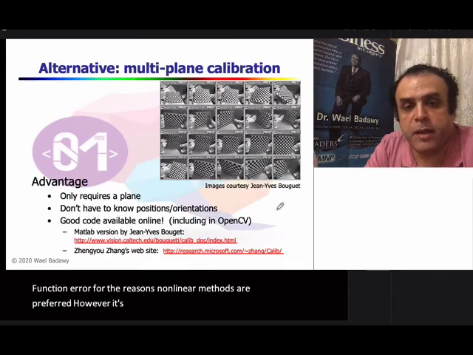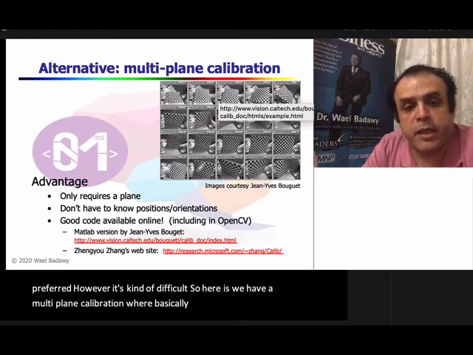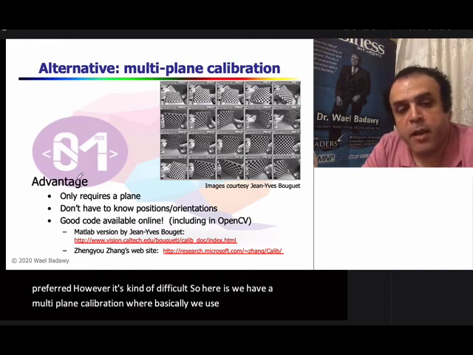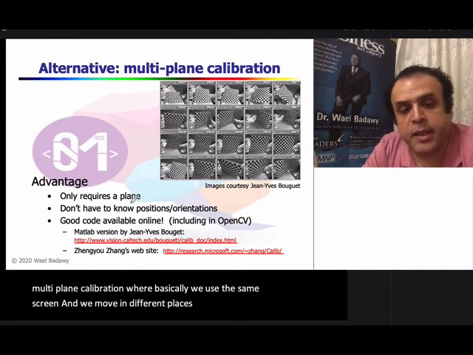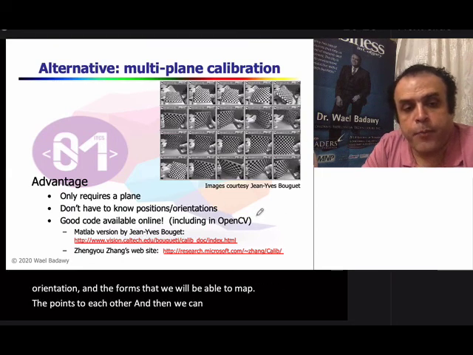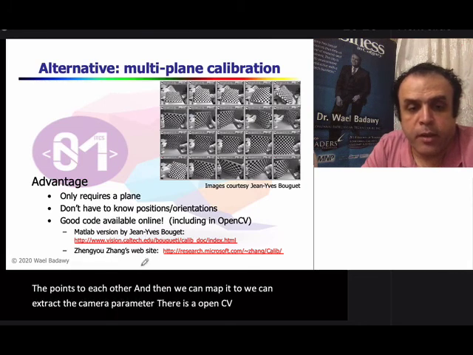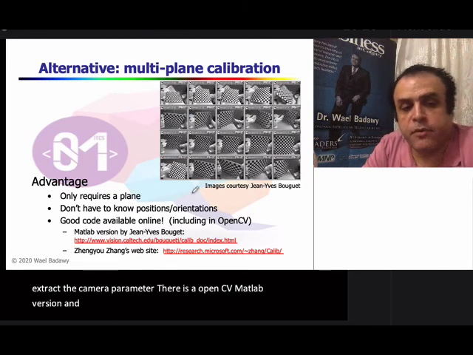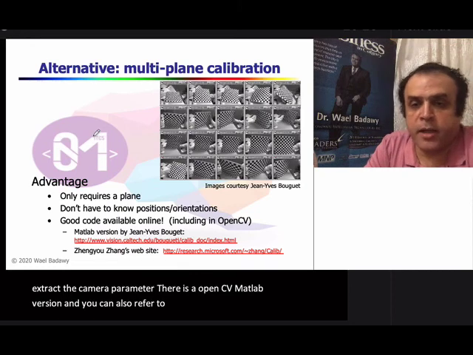So here we have a multi-plane calibration, where basically we use the same screen and we move it to different places and different orientations, and from that we will be able to map the points to each other, and then we can extract the camera parameters. There is an OpenCV and MATLAB version, and you can also refer to the websites in front of you here if you want to understand the math.